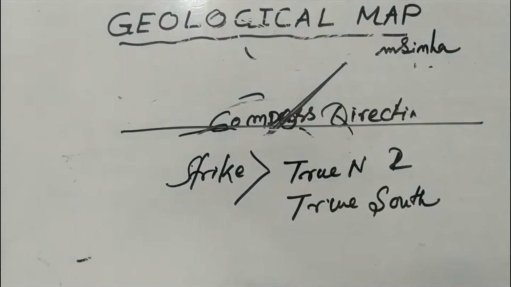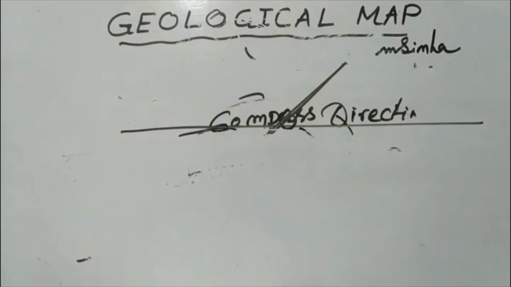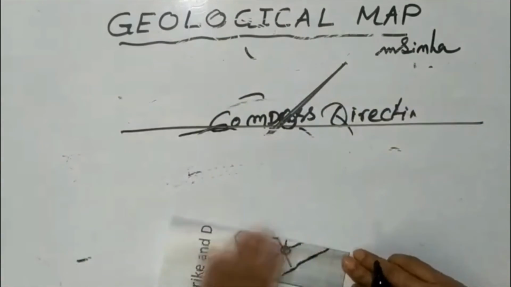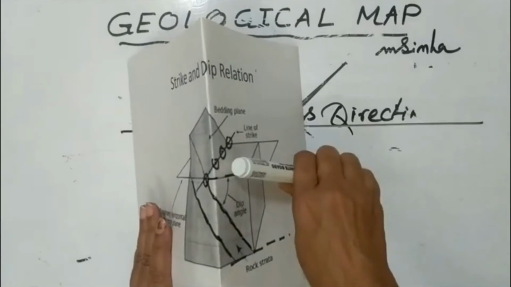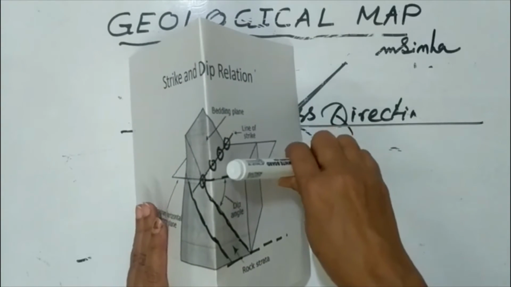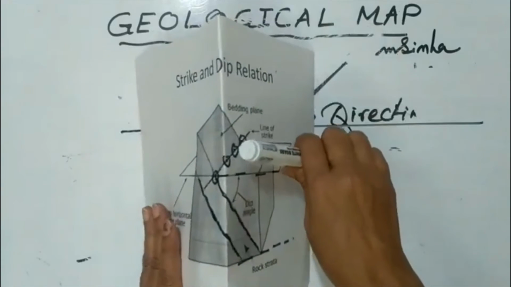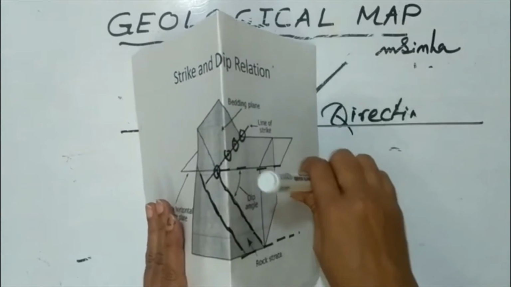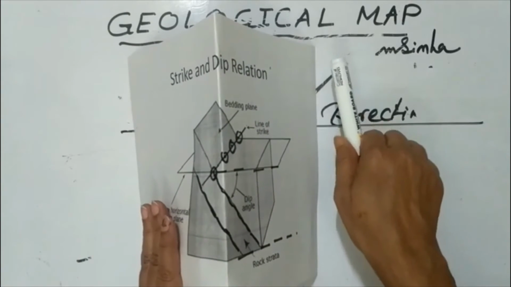Suppose dip is the direction of the line where the bedding plane intersects the horizontal plane. I have told you earlier, suppose I took this paper and placed it here. This is the dip, the bedding plane. Suppose this is a bedding plane, and this is another bedding plane. All are inclined in that direction.